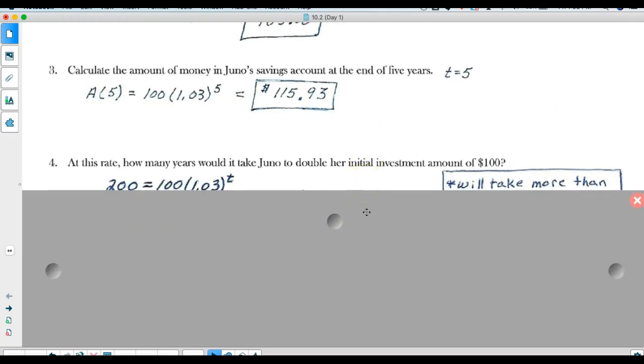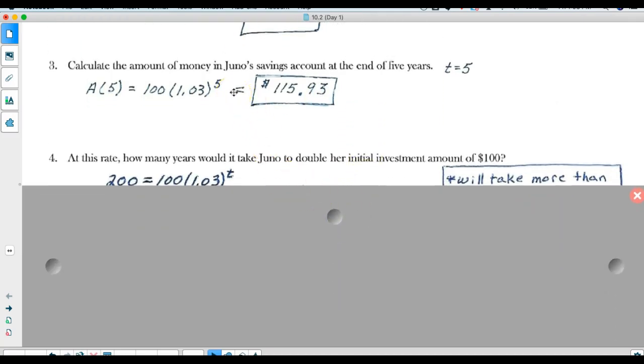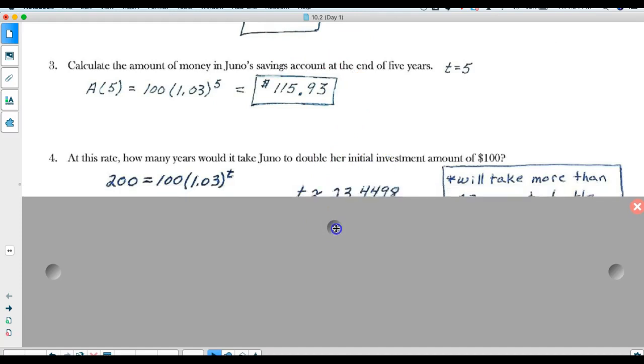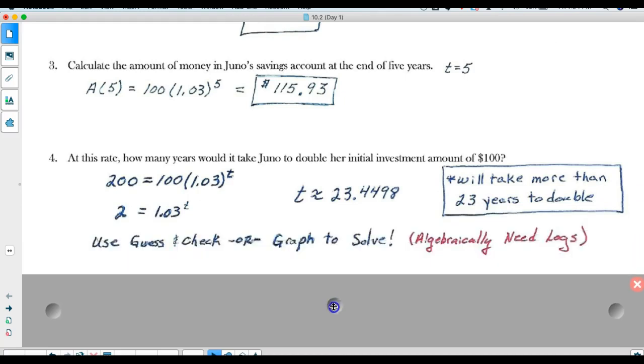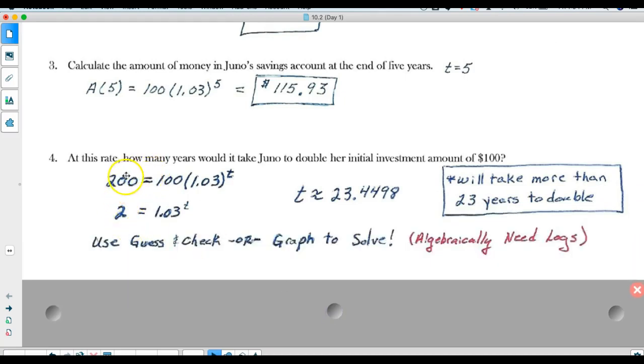And at this rate, at 3%, which is a really super high interest rate for a savings account, don't think you're ever going to get that much. How long is it going to take for her initial investment of $100 to double? Well, I have this all written out. My account balance over here I want to be 200 when my initial deposit is 100 at 3% interest raised to the t power. As I solve this equation, the first thing I would do is divide both sides by 100, and then I get down to 2 equals 1.03 to the t.